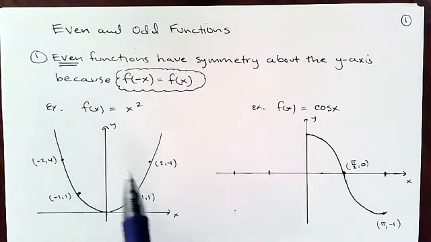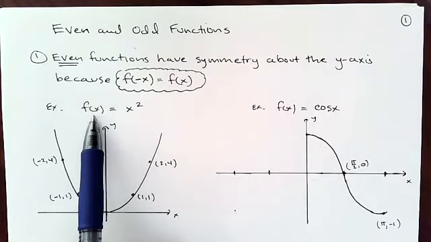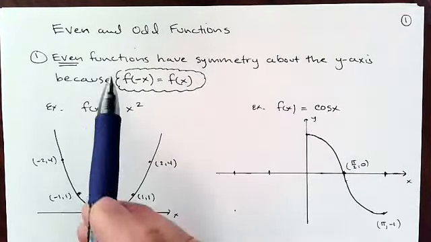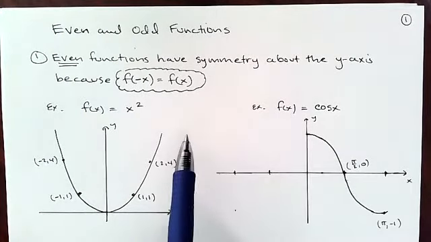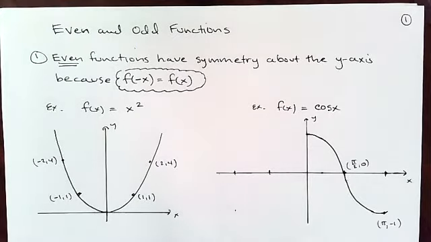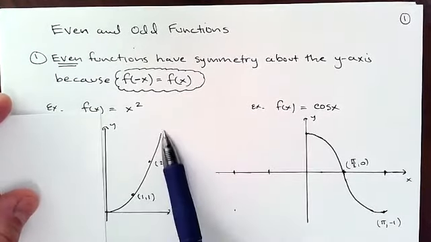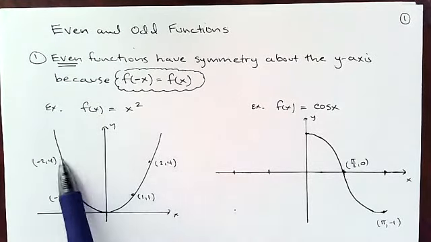So let's start with even functions. A great example of an even function is just f of x equals x squared, your basic parabola. And we call them even when they have symmetry about the y-axis. So recall what that means. Symmetry about the y-axis means if you looked at the right half of the parabola and you folded it around the y-axis, you would get exactly the same as the left half.